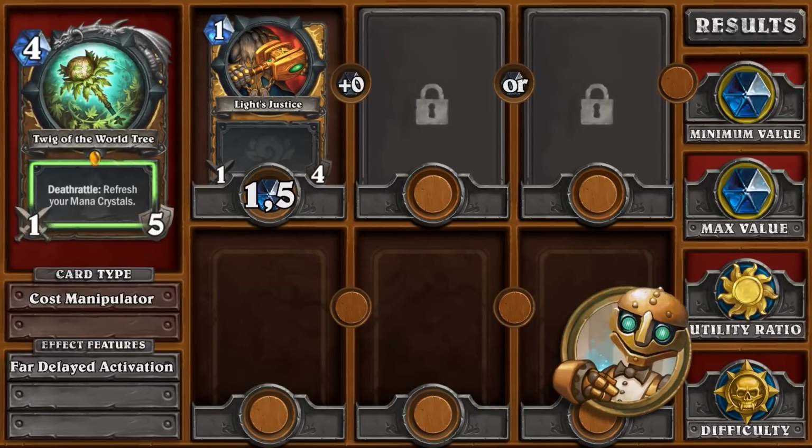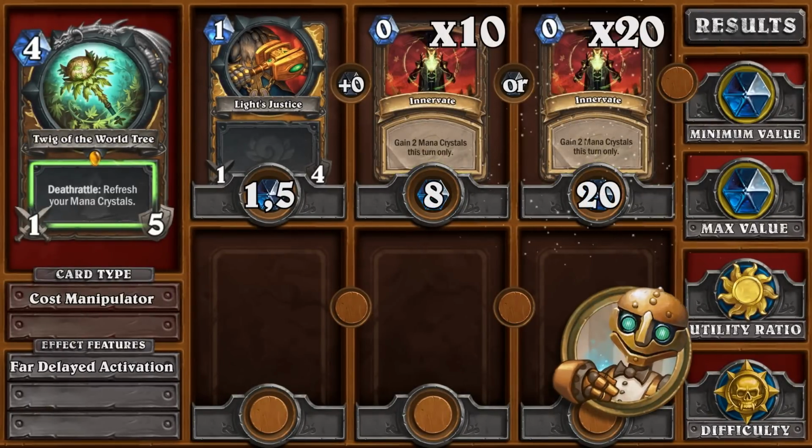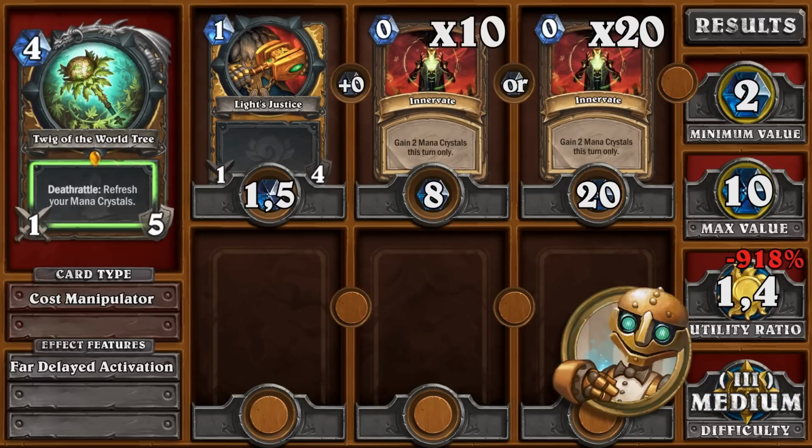The nerf reduced the potential usefulness of the card by almost 10 times. Now the enemy can destroy your weapon and leave you without any benefit at all. On the 8th turn, you can get only 8 additional mana crystals without additional benefits on the next turn. If you have an increased mana limit, your maximum benefit will be 20 mana crystals at best.